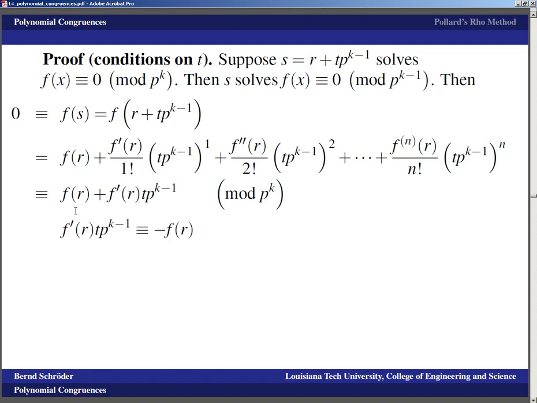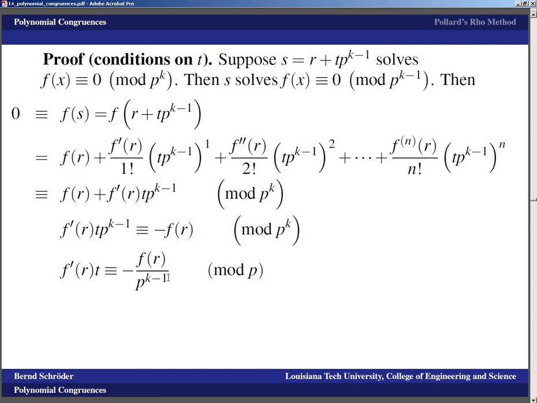Okay, but what that means is that f prime of r t p to the k minus 1 will be equivalent to negative f of r modulo p to the k. And that means that we can solve for the t under various conditions, right? However, we can also do a few things here first, namely, we are going to ultimately assume that f of r is equivalent to 0 modulo p to the k minus 1, which means f of r is divisible by p to the k minus 1.